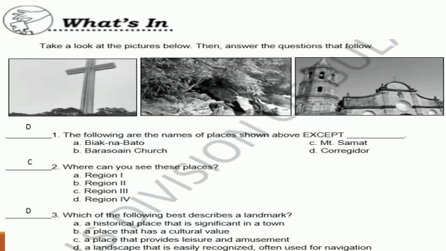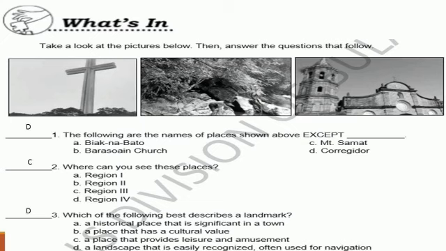Where can you see these places? It's letter C. It's in Region 3 because Mount Samat is located in Bataan, Biak na Bato is in Bulacan, as well as the Barasawin Church. It is also located in Bulacan.